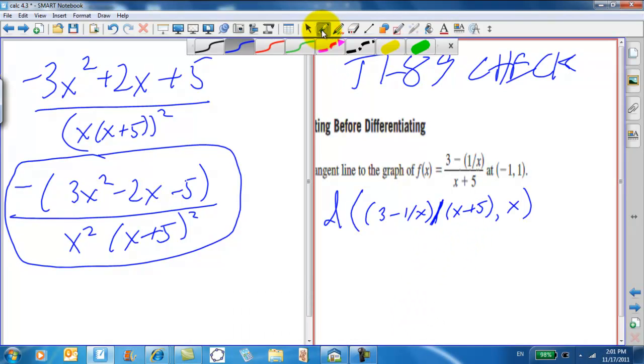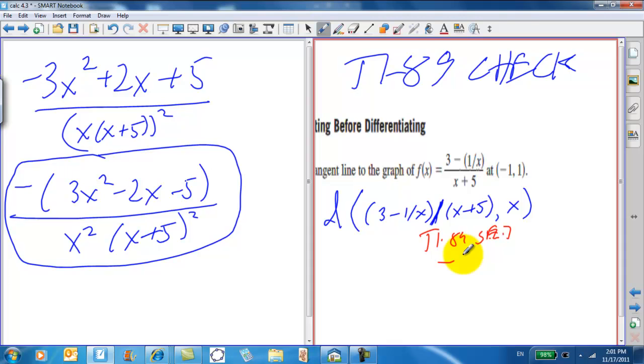That TI-89 says exactly the same thing. It even split this up, which was not necessary, but that's fine. You could have left it like this over here. Okay? Now, the next step is find the tangent line of the graph at negative 1, 1.